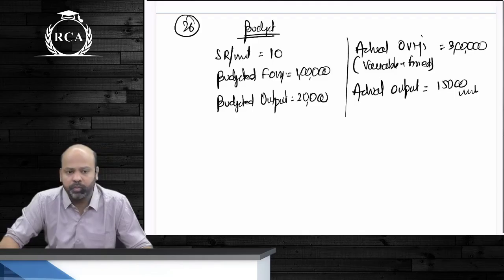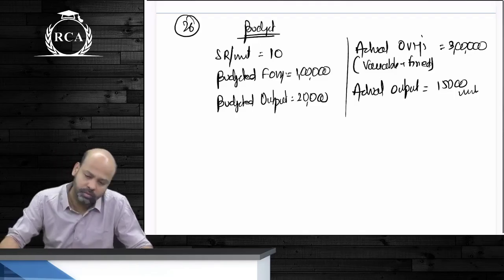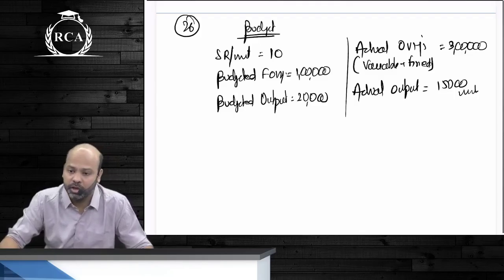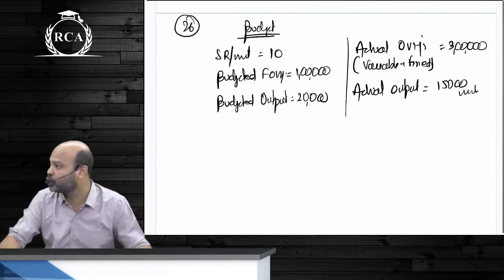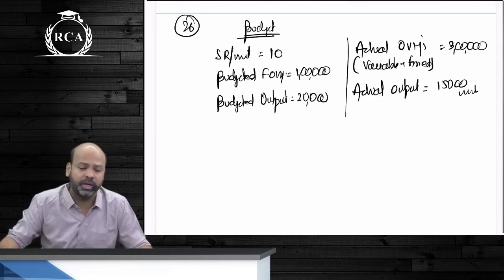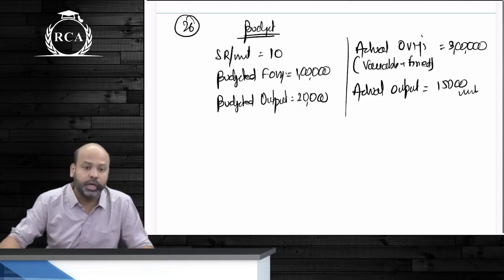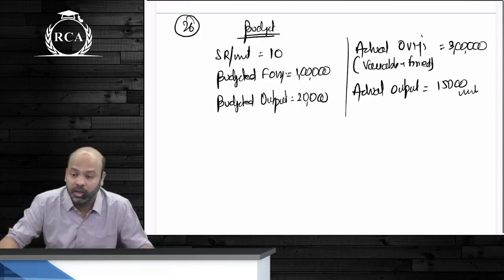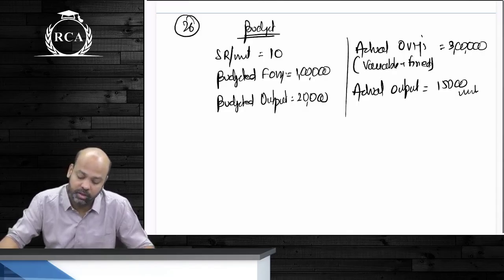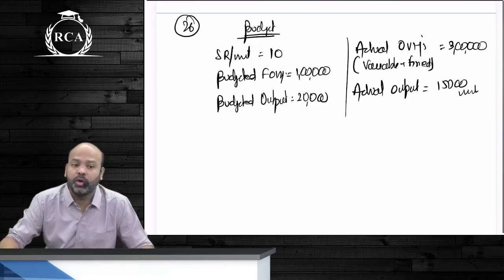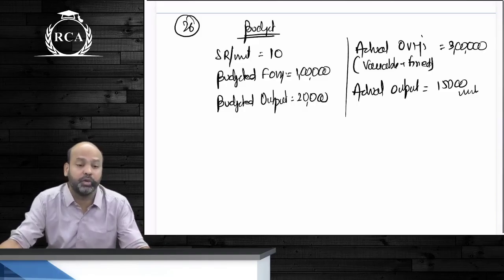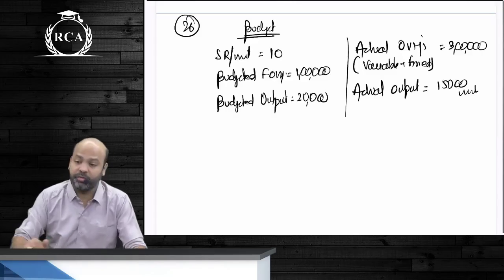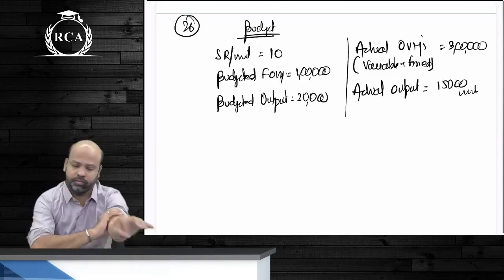We cannot assume that actual variable overhead per unit remains at 10 rupees, or that actual fixed overheads remain at 1 lakh.